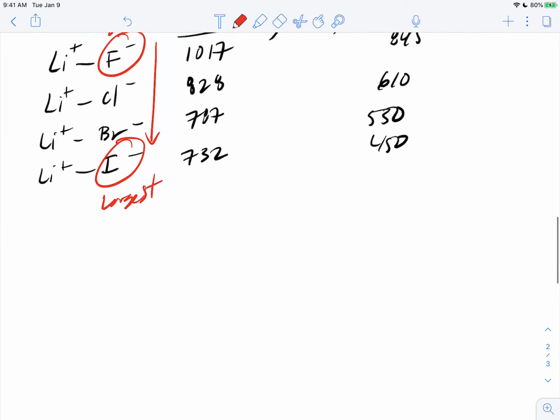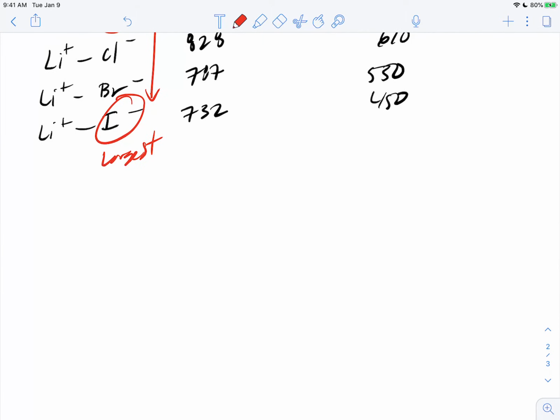Okay, if we look at, for example, a difference in charges, like NaCl versus MgCl2, we can see that we can actually just calculate these proportionally or relatively.